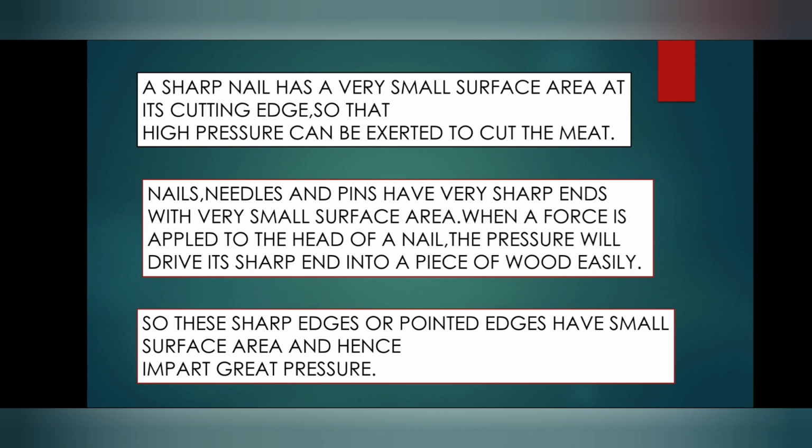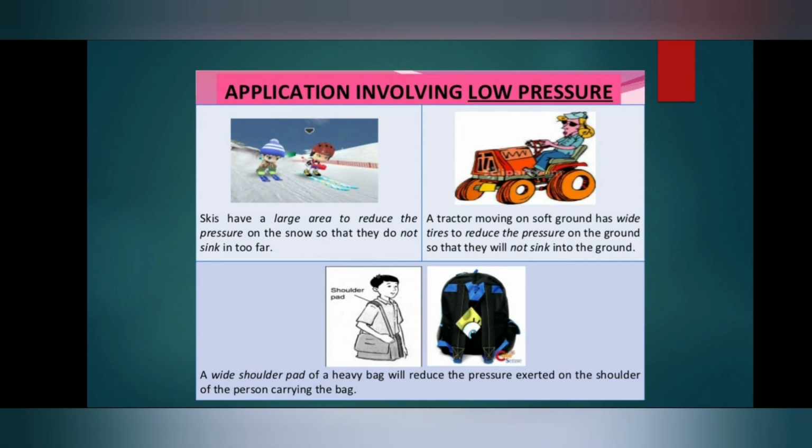Now, let's see some examples of using low pressure in our life. Skis have a large area to reduce the pressure on the snow so that they do not sink in too far. Then, a tractor moving on a soft ground has wide tires to reduce the pressure on the ground so that they will not sink into the ground. Also, a wide shoulder pad of a heavy bag will reduce the pressure exerted on the shoulder of the person carrying the bag.